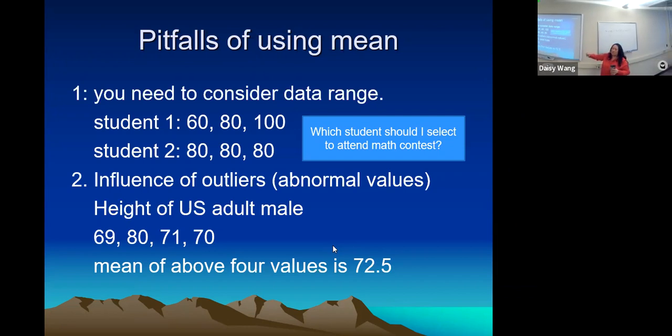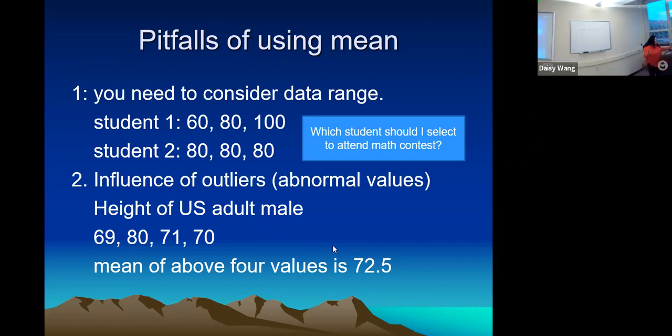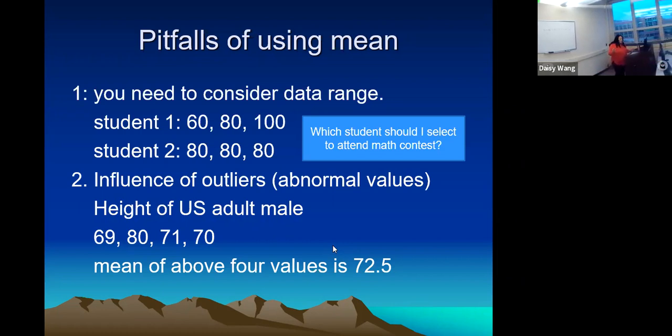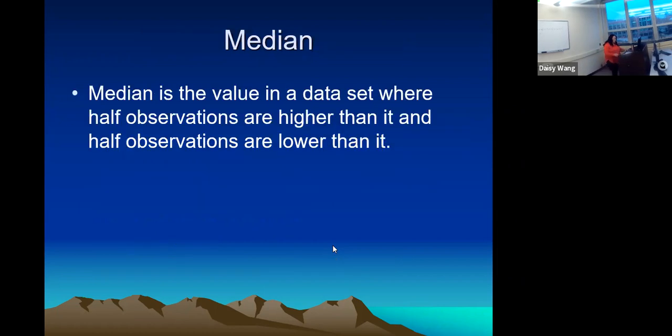So if we have a smaller sample size, it would be influenced by outliers more. That's why sometimes we want a bigger sample size to look at the data, so it will give us a more accurate estimate.